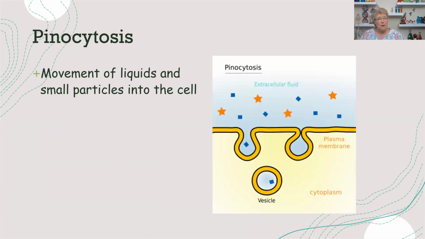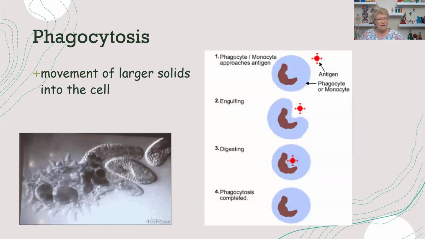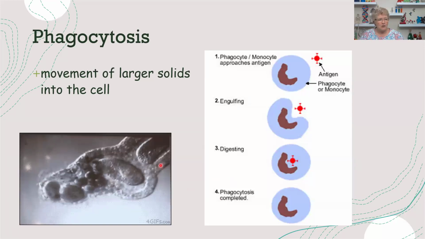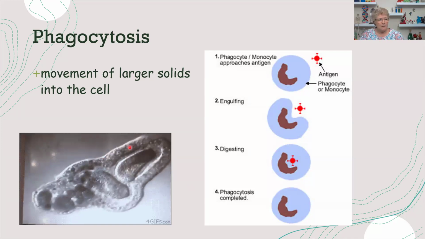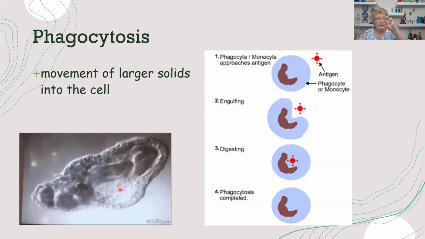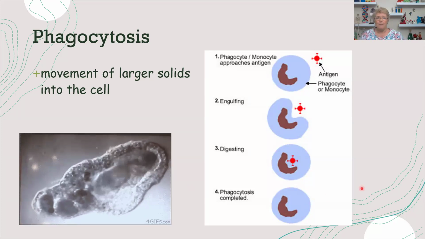So this one shows pino. It means little. So it brings little things in, liquid or small things, into the cell. So this would be the outside of the cell, this would be the inside. It pinches off, bringing these things into the inside of the cell. This one is phagocytosis. So this is for larger things. And you can see right here, this amoeba is circling around this paramecium, bringing it in. It's pulling it into its own body by wrapping around.